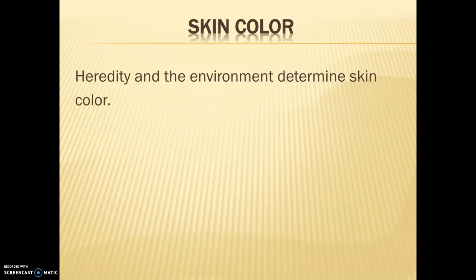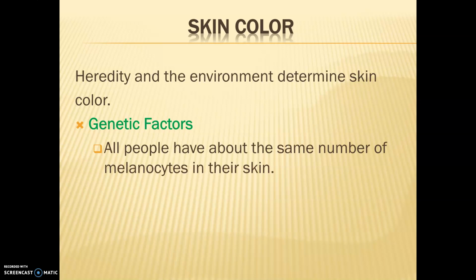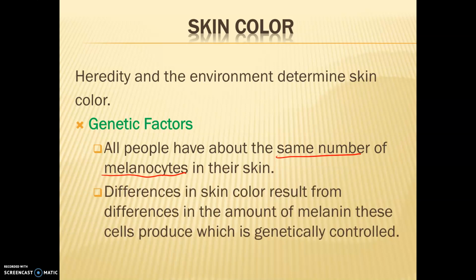Another thing we're going to talk about here is skin color. Heredity and environment are going to determine skin color. So we have genetic factors here. People have the same number of melanocytes. Remember, melanocytes are found in the stratum basale layer of our skin, and they produce melanin that helps with the coloring. So all people have the same number of melanocytes in our skin. Differences in skin color result from differences in the amount of melanin that these cells produce, and this is controlled genetically.